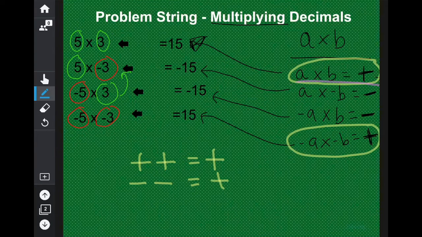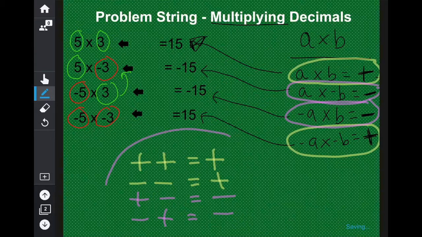Now, for my second example and my third example, I have two negative answers. So here I have a positive A and a negative B, and it gave me a negative. So when I have a positive and a negative, it gives me a negative. When I have a negative and a positive, it gives me a negative. So this is something you can remember when you're taking your test or you're doing your homework and you kind of forget about the numbers. You can just think about the signs.